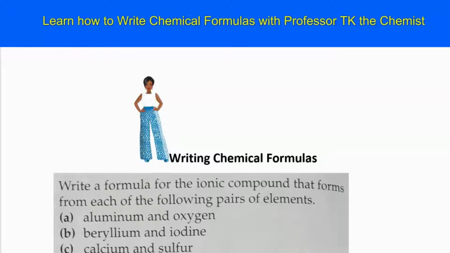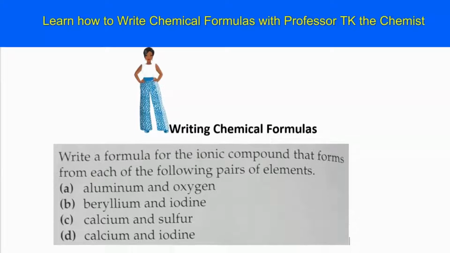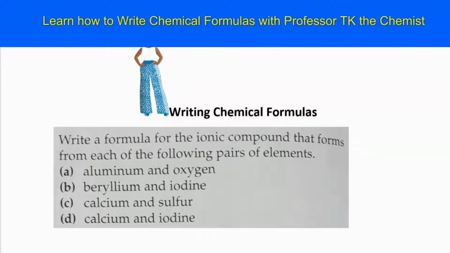On the screen, I have a problem that deals with writing formulas based on two different elements that they are giving you. And in this particular example, they want you to write an ionic compound. Now, in case you're wondering what is an ionic compound, that's when you have a metal plus a non-metal element coming together to swap charges. Let's show you how to do this first example.